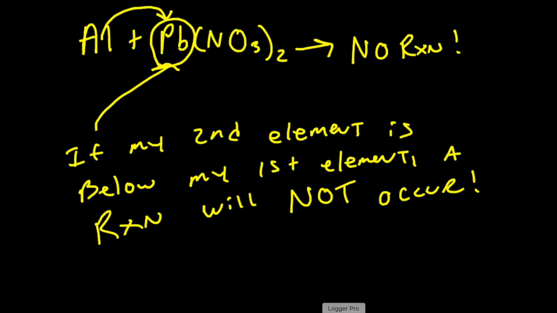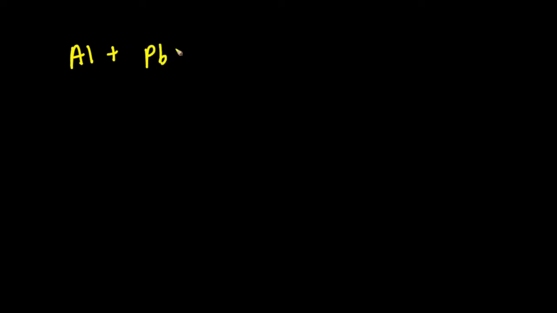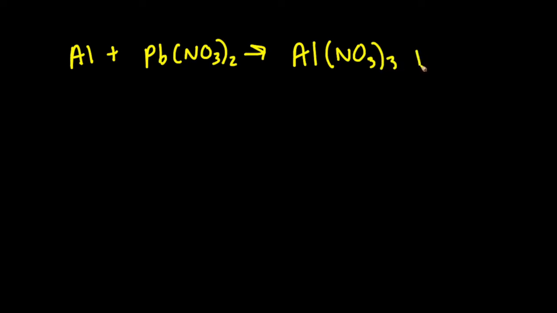Now, very important, we need to make sure that both of the metals are on the activity series for a reaction to occur. So I'll rewrite this. Getting sloppy. All right, so we have Al plus Pb(NO3)2. We already said a reaction will occur. So now we're going to have Al(NO3)3 plus Pb. Pb will be all by itself.